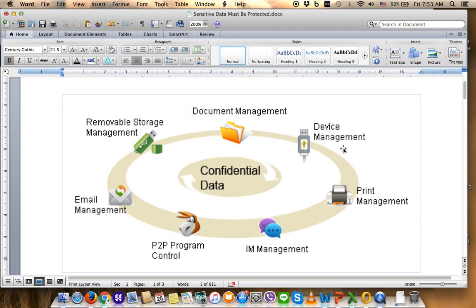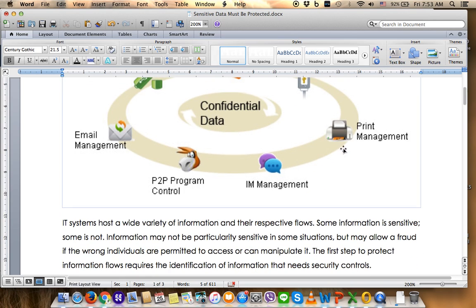The next is device management. Device management can also cause data loss in case the device is not controlled properly. A fraudulent device or malicious device can compromise the data easily if the infrastructure is not strengthened.